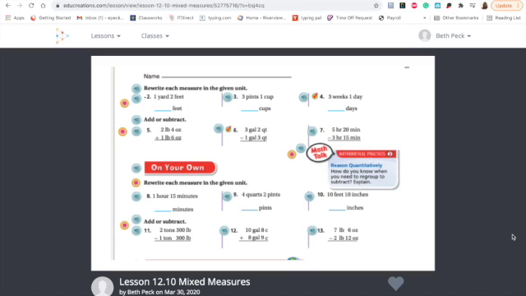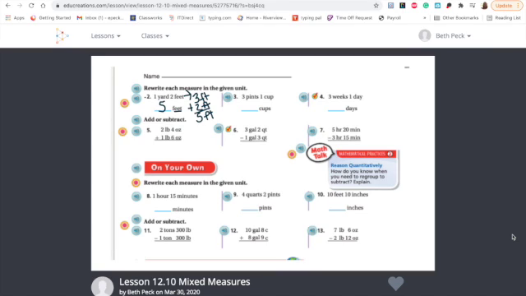It says 1 yard and 2 feet is equal to how many feet? So I have to convert 1 yard and 2 feet into just feet. First I need to figure out how many feet are in a yard. If you remember from our customary units, there's 3 feet in a yard. So you have 3 feet in a yard plus the 2 feet that it gives you. So your total number of feet is 5 feet.